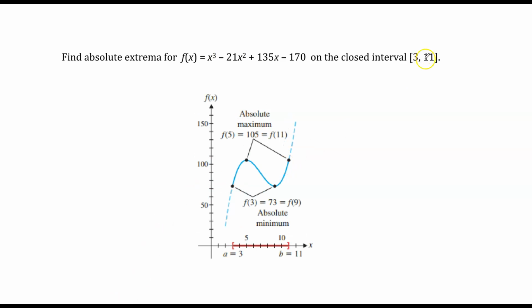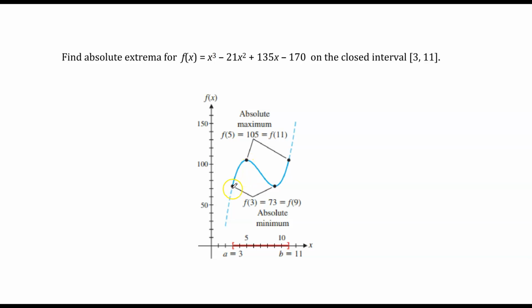Now, if you change the closed interval to [3, 11], we now have two locations for our absolute maximum. Again, when you say absolute maximum, it is the y value. It remains to be 105, but it can now be located at two different points, at x equals 5 and at x equals 11. 11 is at the endpoint of the interval, and at x equals 5, it is a local maximum.